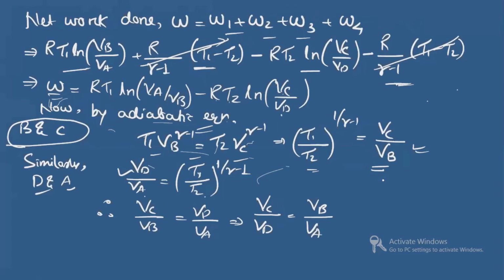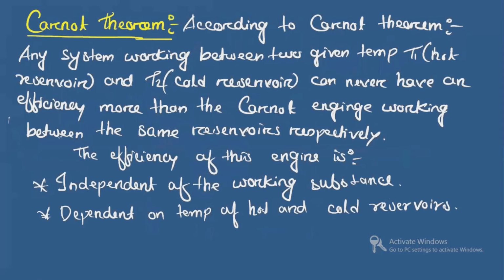Now after this we will see the Carnot theorem. Now you see, what does the Carnot theorem say? The Carnot theorem says that any system working between two given temperatures, T1, the temperature of the hot reservoir, and T2, the temperature of the cold reservoir, can never have an efficiency more than the Carnot engine working between the same reservoirs respectively.